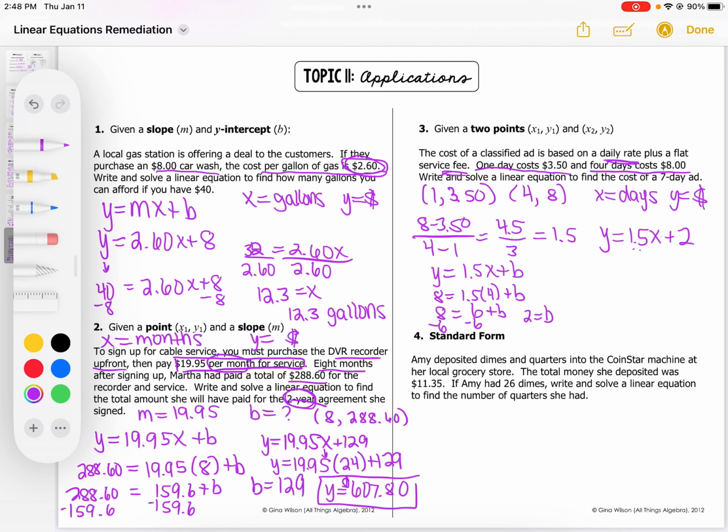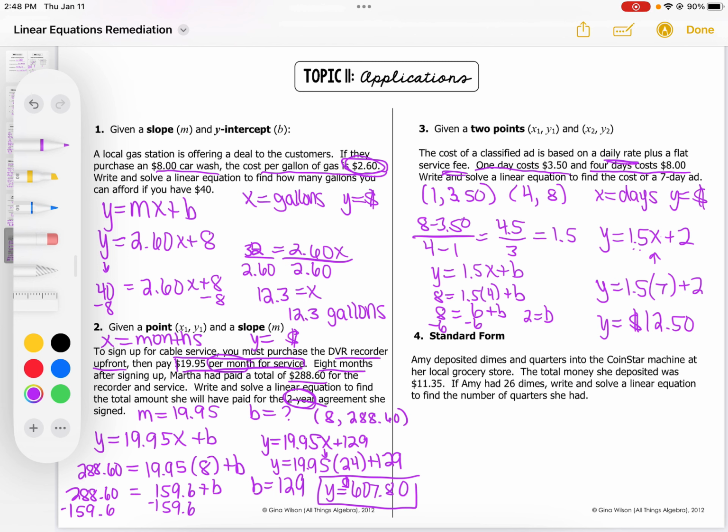All right, now we can answer the question. Solve the equation to figure out the cost for a 7-day ad. We replace 7 in for x and solve it out. $1.50 per day times 7 days plus the $2 one-time fee. Altogether, that's going to equal $12.50. And the last one, very similar to the one on the test.